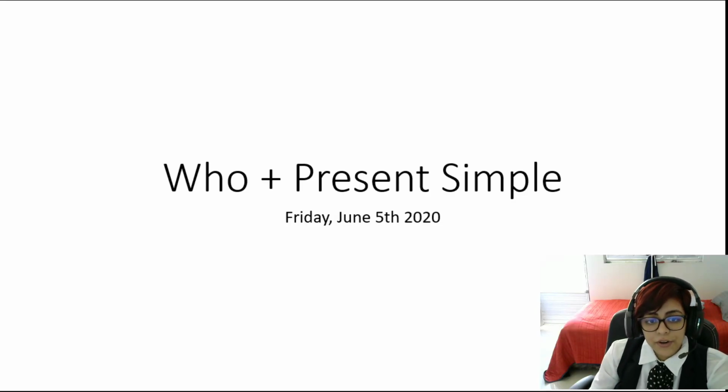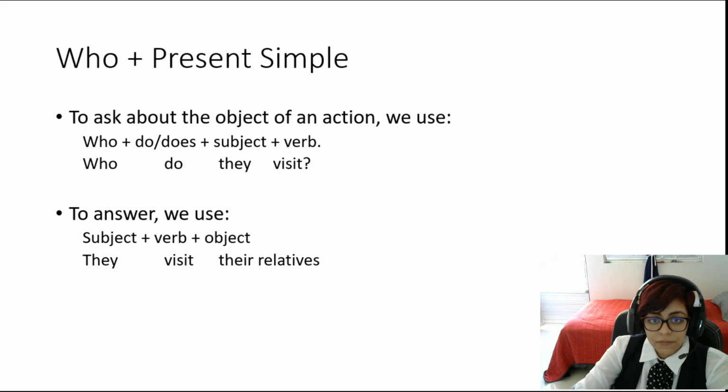Hello everyone, we are going to talk about the questions with who and present simple. We are going to use these questions to ask about the person or the object of the action. So, to ask about the object of an action, we use who, do, does, subject, and verb.